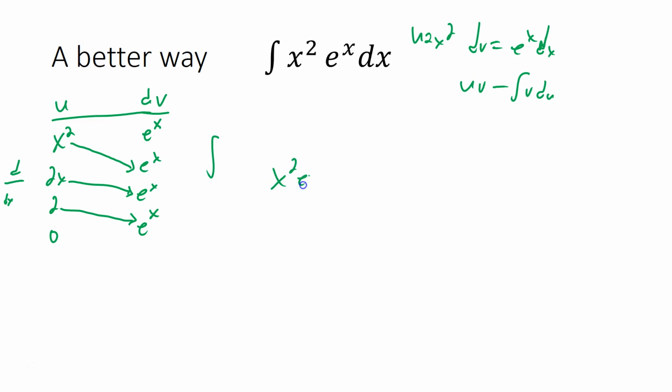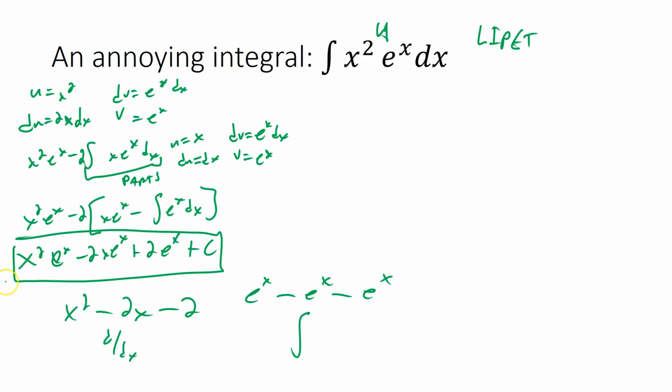So I have x squared e to the x. And then I have a 2x e to the x. And then I have a 2 e to the x. And the only thing left to deal with is what are the signs in between? Well, look at what happens with the signs. Positive, negative, positive. Let's see why that happens.